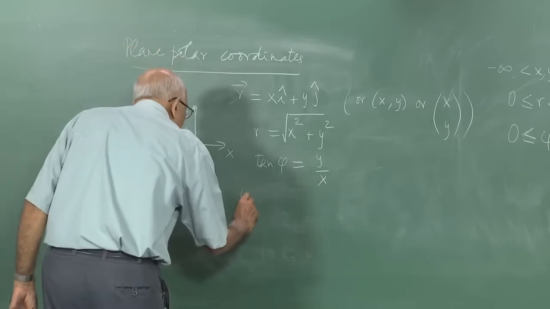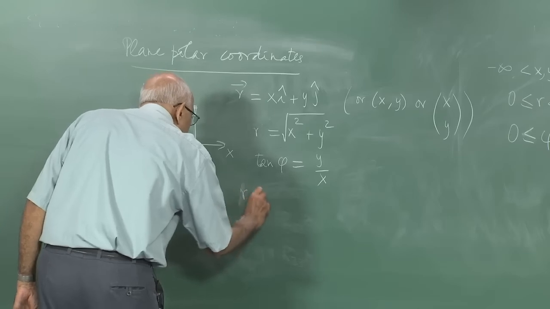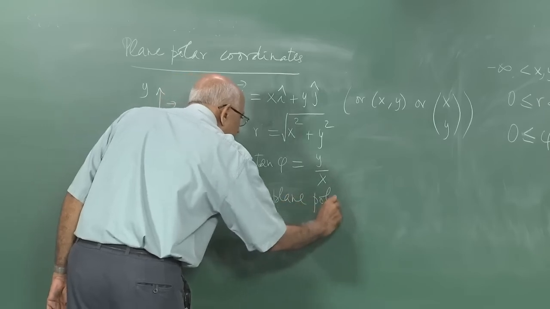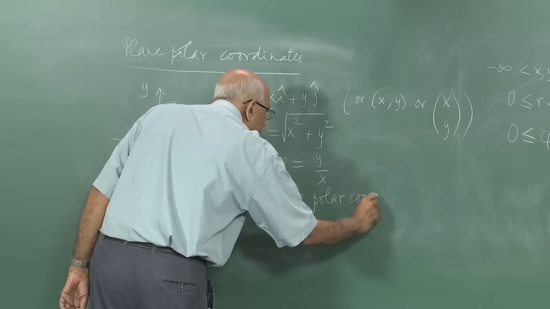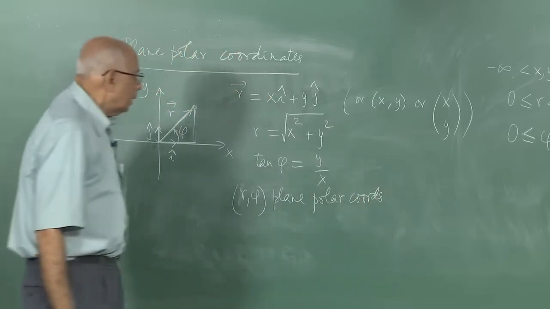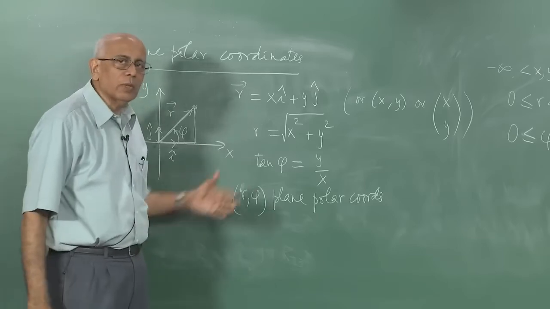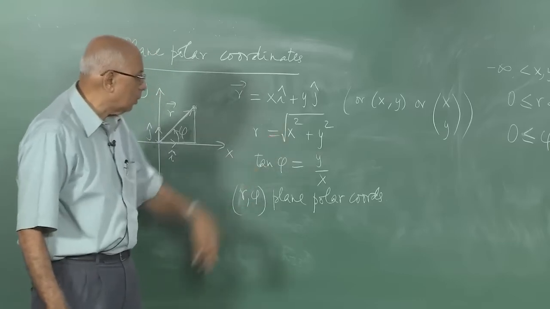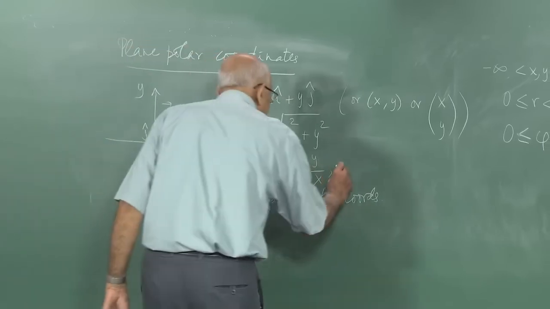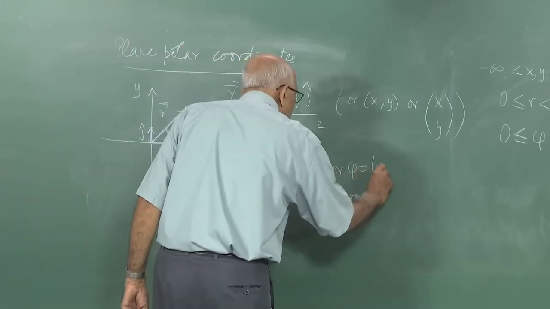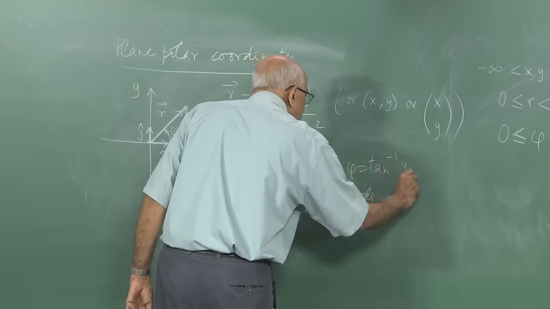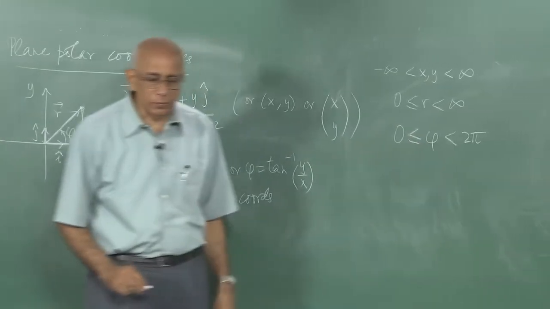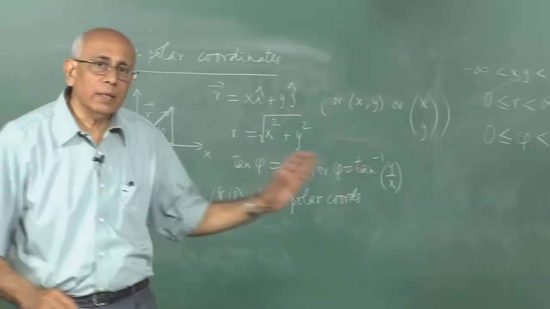So r and phi are called plane polar coordinates, and these are the forward transformation rules. You give me x and y, and this is how I find r and phi. So phi is tan inverse of y over x, in this range. So you choose that branch of tan inverse y over x, which is in the range 0 to 2 pi.